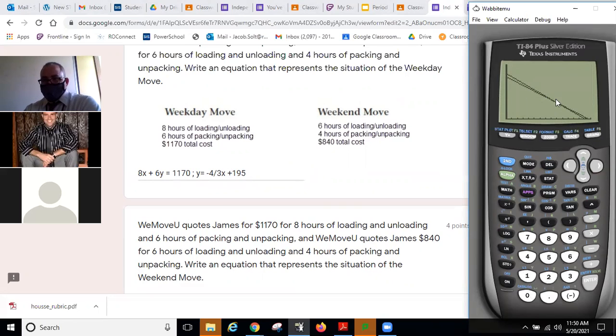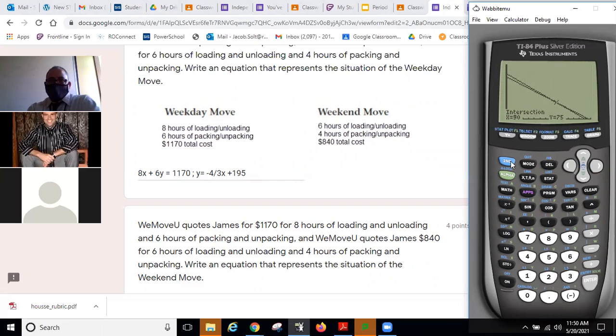All right. I need to figure out where these 2 intersect. 2 different ways. One way is to press second, calc, which is in blue. Second trace or second calc. Go over to intersect. Press enter once, twice, 3 times, 4 times, and it gives me the x and the y. X is 90, y is 75.